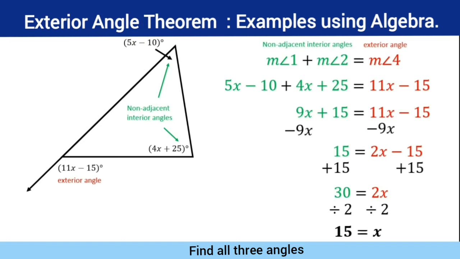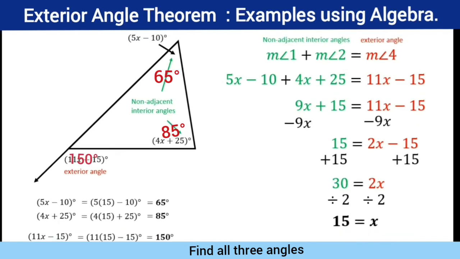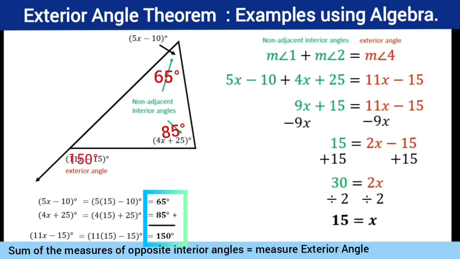To find the measure of all angles, let us substitute the x value. After substituting the value of x, the non-adjacent interior angles are 65 and 85 respectively. The exterior angle measure we get is 150 degrees. If you add 85 and 65, it gives you 150 degrees. That means it proves that the sum of the measures of non-adjacent interior angles is equal to the measure of the exterior angle.